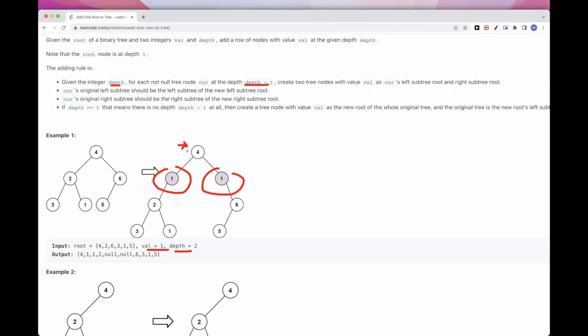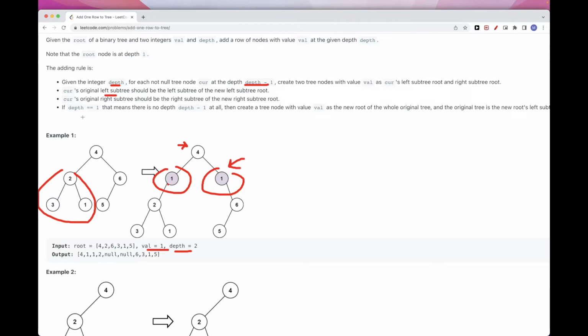And so whatever current node we are looking at in depth minus 1, we want to make its left subtree the previous left subtree. So that means we want to make the left subtree of this new node the previous left subtree, which is this one. And similar thing for the right subtree, right? So we want the original right subtree to be the right subtree of the new right node, which is this one.